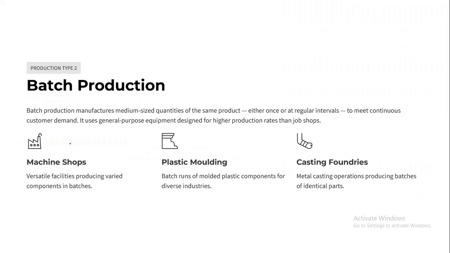So the next type is batch production. Batch production manufactures medium-sized quantities of the same product, either once or at regular intervals, to meet continuous customer demand. It uses general purpose equipment designed for higher production rates than job shops. We can see this type of production in machine shops, plastic molding industries, and finally casting foundries.